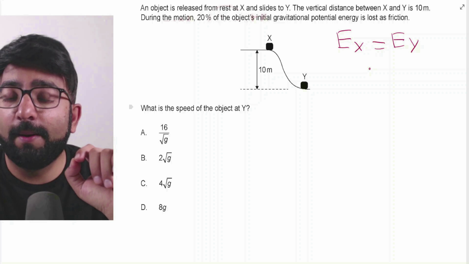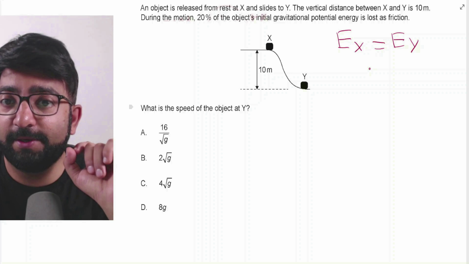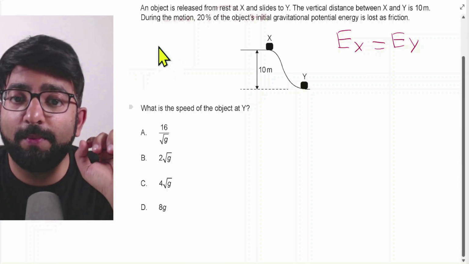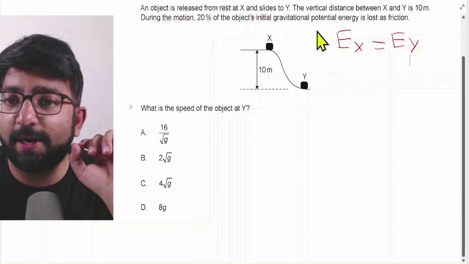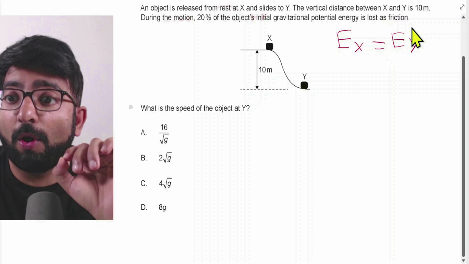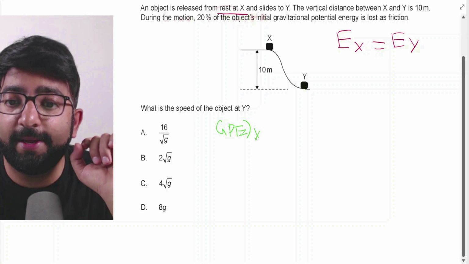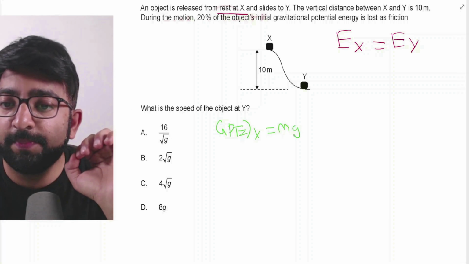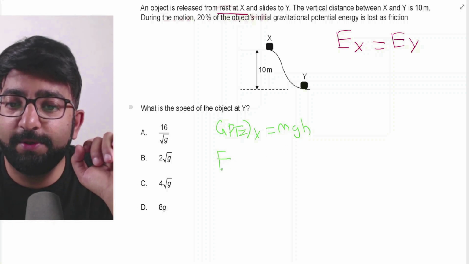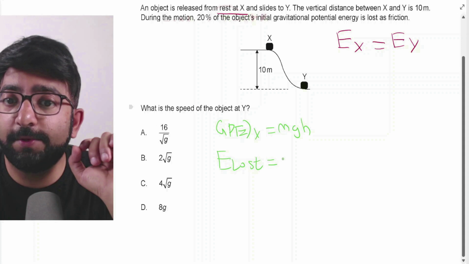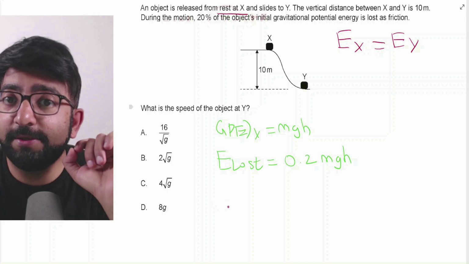Now, this law can be applied easily if there is no friction, but here the question has clearly mentioned that friction is acting. So, to work around this problem, let's focus on this statement. They have said 20% of the object's initial gravitational potential energy is lost as friction. So, let us write down the GPE at the point x. Remember the formula mgh? Now, 20% of this energy will be lost as friction. So let us write down the energy which is lost because of this friction will be 20%, which is 0.2 into mgh. So how much energy will be left?